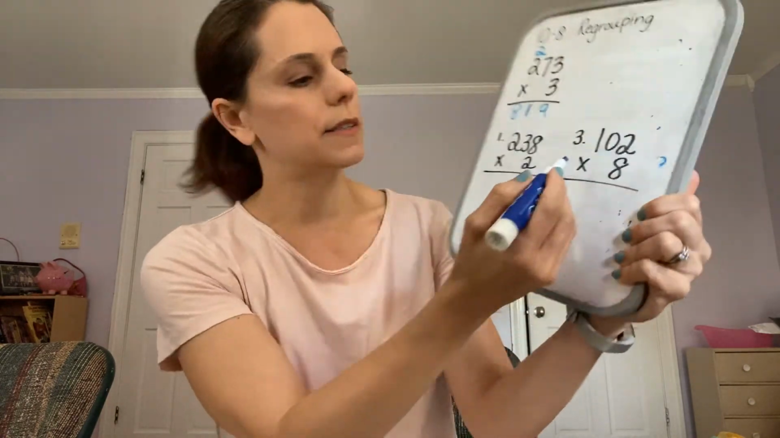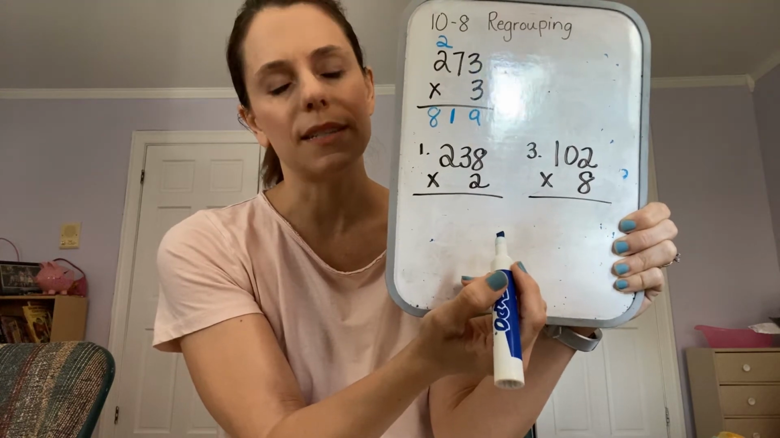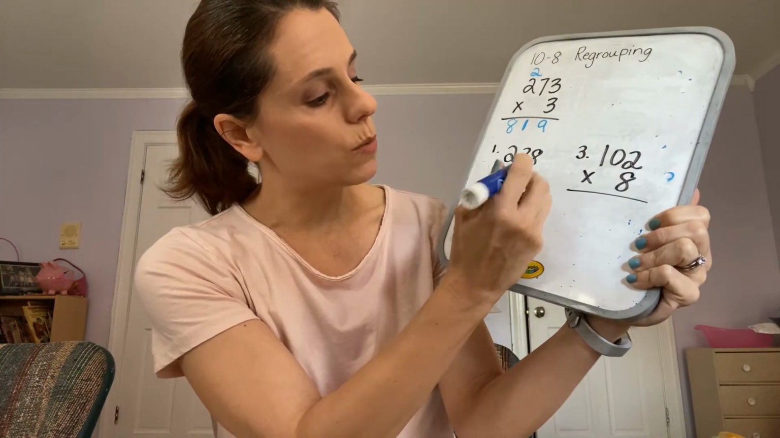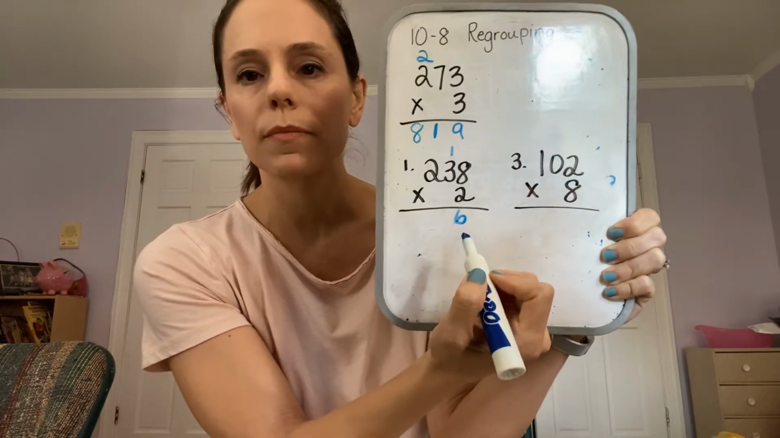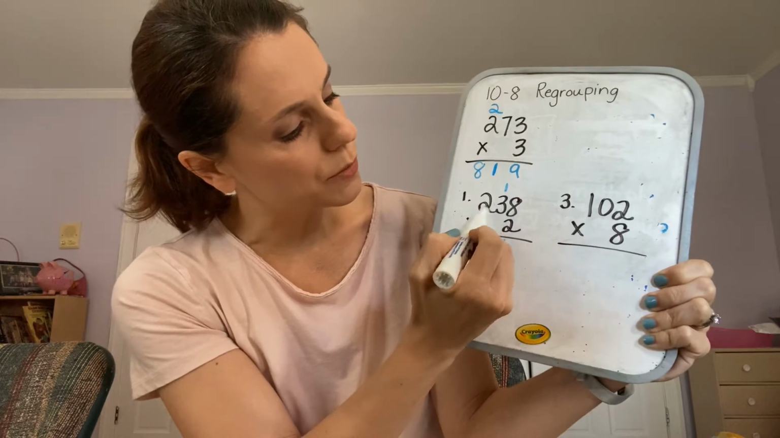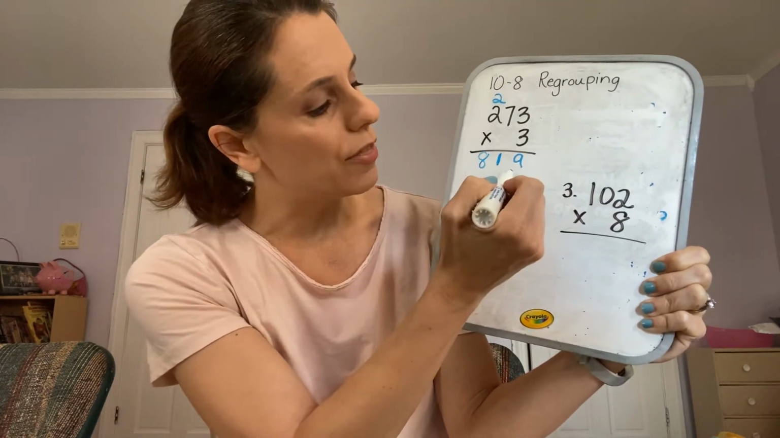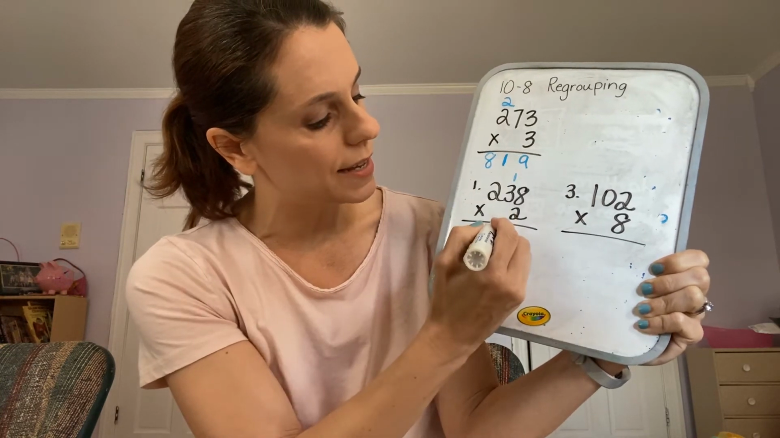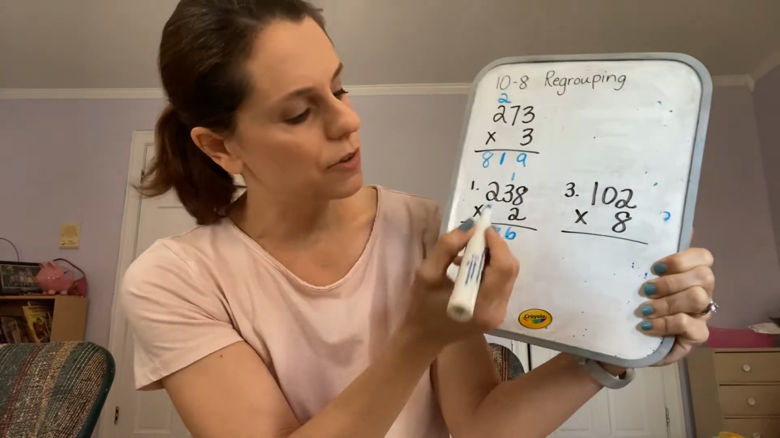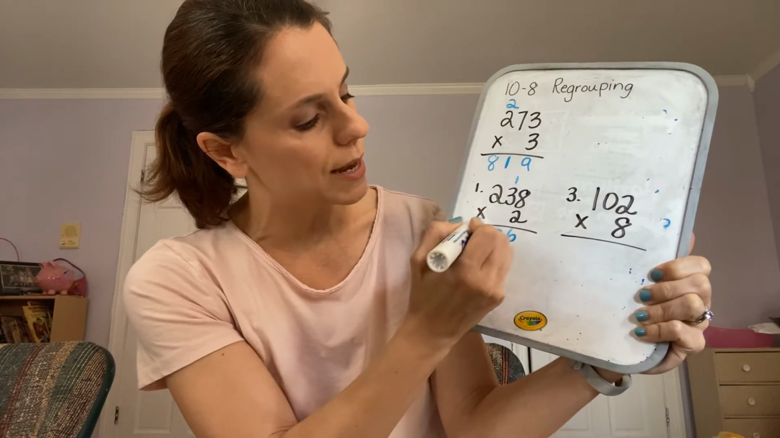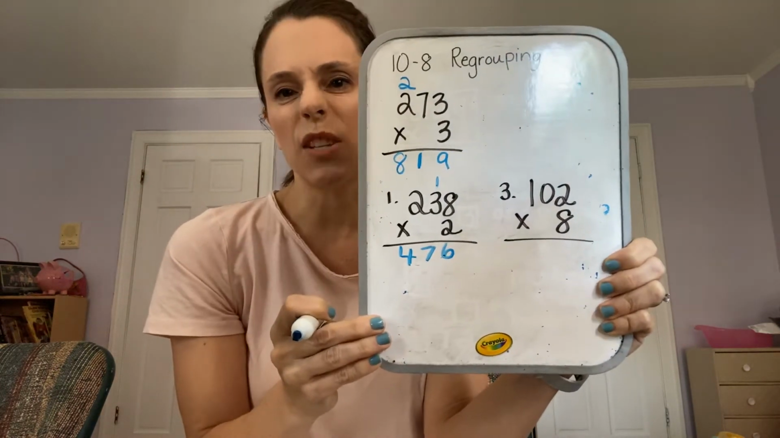Start in the ones place. 8 times 2. 8 times 2 is 16. The 6 goes in the ones place, and you regroup the 1. Okay? Now we're going to go to the tens place. 3 times 2 is 6. Multiply first, then add the 1. So 6 plus 1 is 7. Okay? Then go to the hundreds place. 2 times 2, what's 2 times 2? 4. All right? Not so bad, okay?